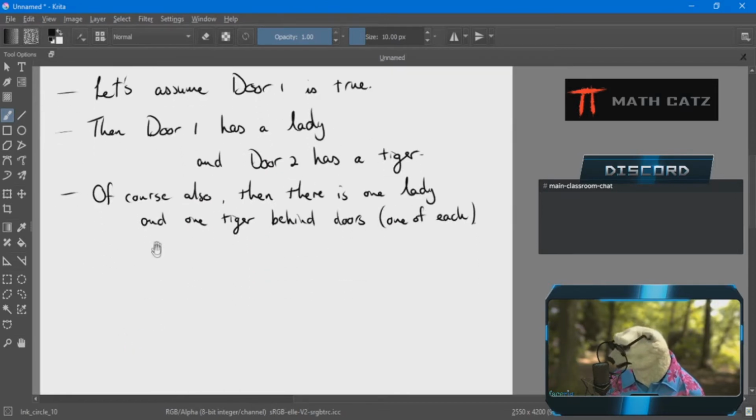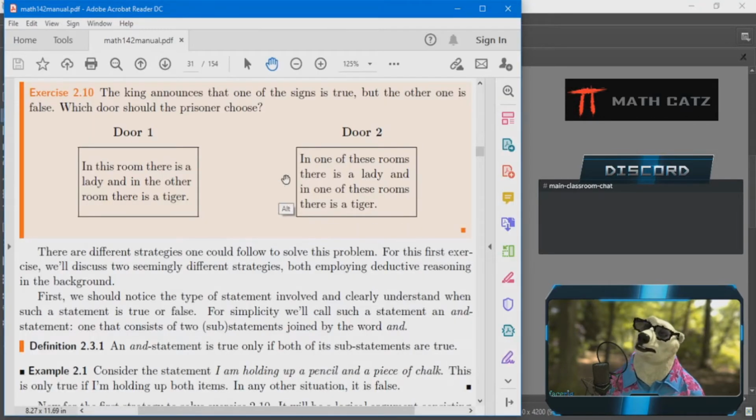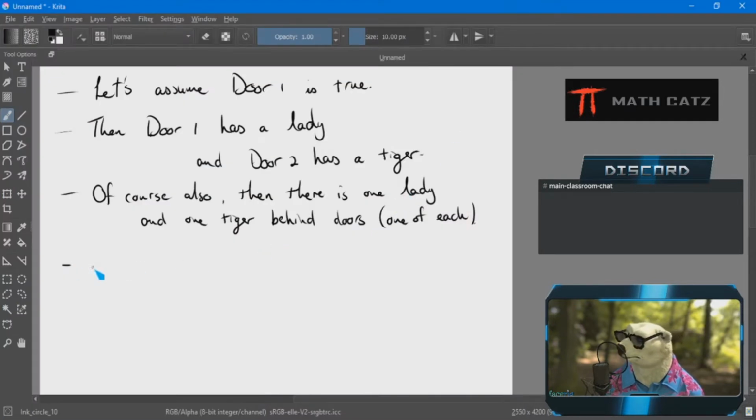So, if I assume door one is true, then what it says is true, and it says there's a lady behind door one, tiger behind door two. Then, in addition to that, that means there is one lady and one tiger. There's one of each. But now, if I look at what door two is saying, it says in one of these rooms there's a lady, and in one of these rooms there's a tiger. So that would mean door two is true as well.